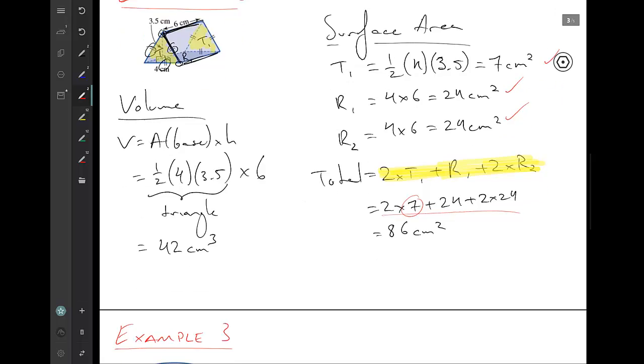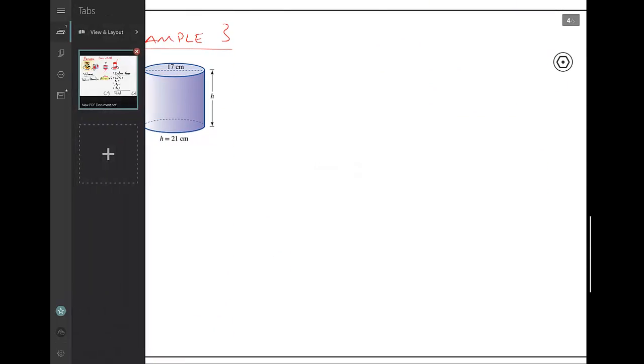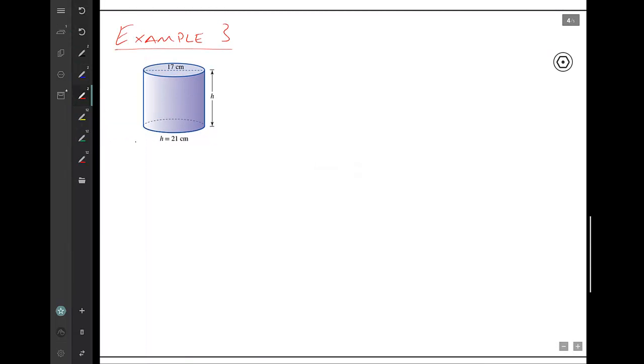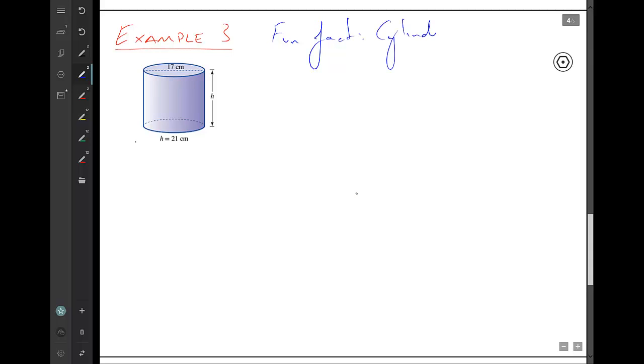All right, last one. Example 3. So this time we have a cylinder. Now, over here, fun fact, cylinders are prisms. This is something that I say to people and then they forget, and then I tell them again and they act surprised. Cylinders are prisms. Okay, you must remember this. It's really important because then it makes the calculation a lot easier.